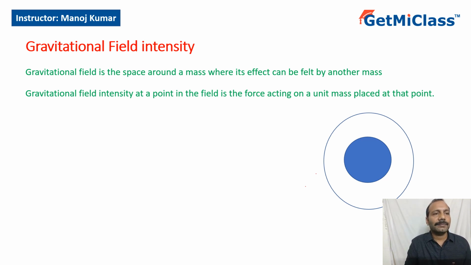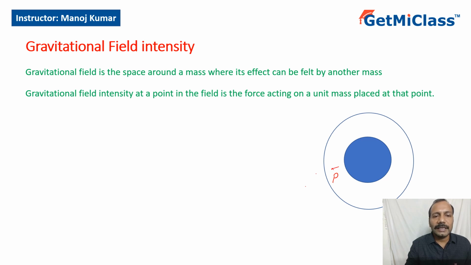But then if I say space around a mass, it's a vague quantity because we cannot quantify it, we cannot measure it. So we define one more quantity which is more measurable, and we call that gravitational field intensity. Now gravitational field intensity at a point is the force acting on a unit mass placed at that particular point. So for example, if I want to find gravitational field intensity at this point P, let's say this is the region around this mass, the blue mass, where its gravitational effect can be felt. This is the field of this mass.